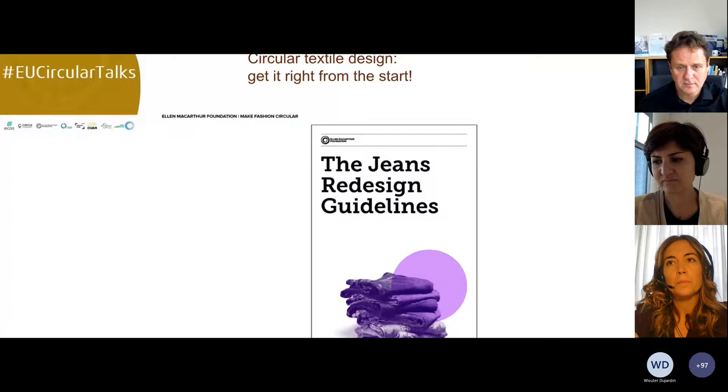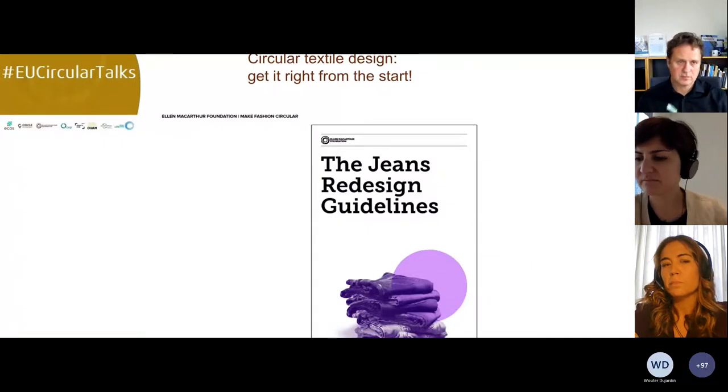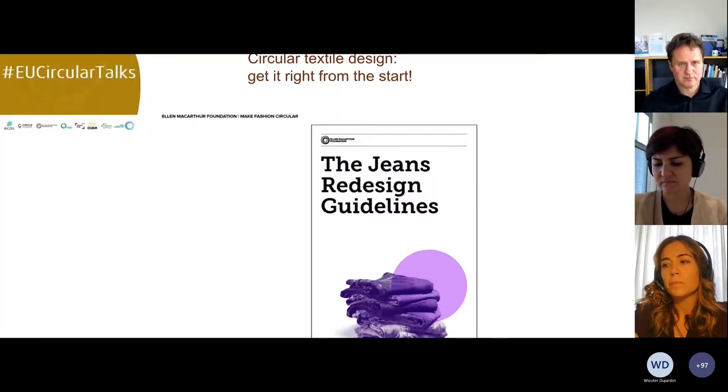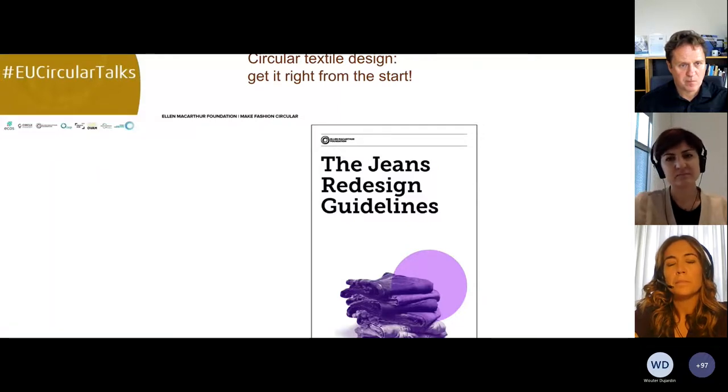And we built on existing efforts by industry players to provide a set of guidelines with common definitions for the jeans redesign. And these guidelines define a starting point for industry to design and make products in accordance with the principles of a circular economy to ensure durability, material health, recyclability, and traceability. And these guidelines really are a minimum bar, established with the intention to be regularly reviewed and updated to ensure that the jeans redesign continues to drive the industry forward.